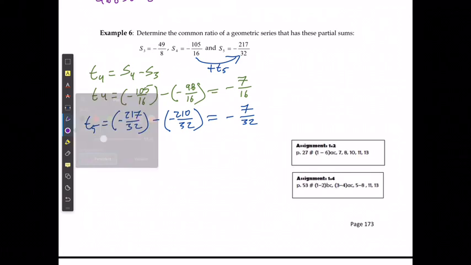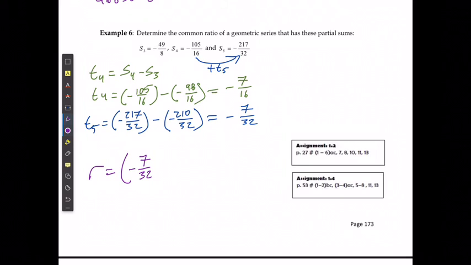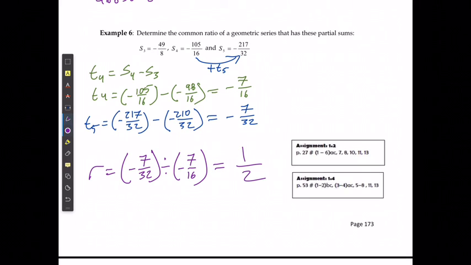Now I can solve my ratio. The ratio is going to equal negative 7 over 32 divided by negative 7 over 16, the value of term 5 divided by the value of term 4. I'm multiplying it by 1/2 every single time.